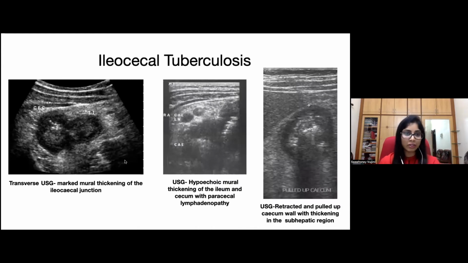These are the ultrasonographic images. The first one is showing marked mural thickening of the ileocecal junction. In the second image, we can see paracecal lymphadenopathy along with hypoechoic mural thickening of the ileum and cecum. The next ultrasonography image shows a pulled up cecum in the subhepatic region.